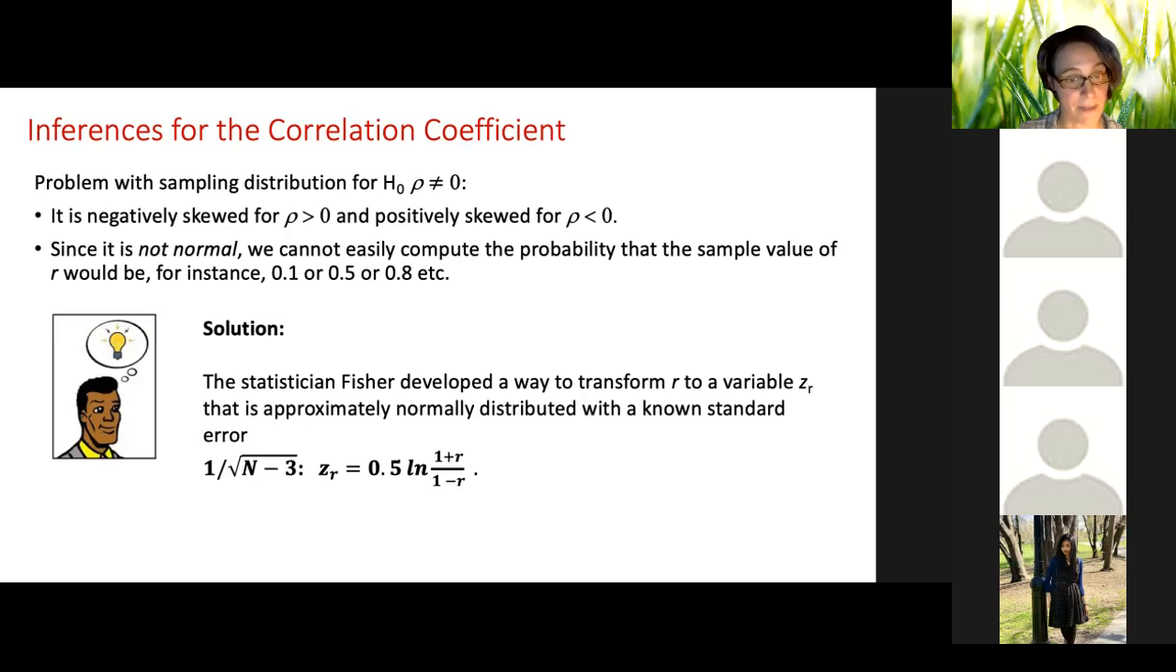So that means we can run our hypothesis test. We can now determine exactly how probable it is to get a given value for the statistic under the assumption that the null hypothesis is true. This is the standard error, and here is how we calculate our transformed z value: it's the logarithm of (1 plus r) over (1 minus r), times 0.5.